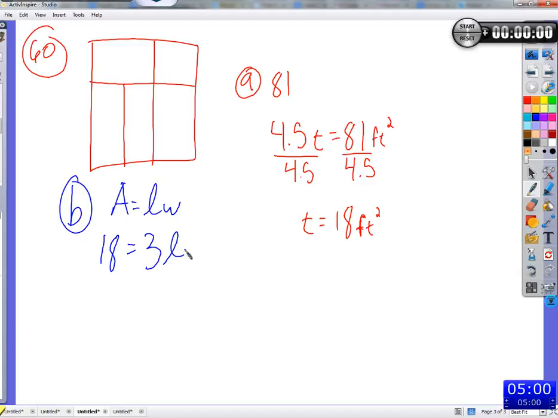Okay. Then what? And then I took 3 divided by 3, and then 18 divided by 3. Excellent. And 3 cancels out 3. And yeah, 18 divided by 3 is 6. Excellent. Very well said. Okay, L is 6. Hunter? Could you do problem 47?